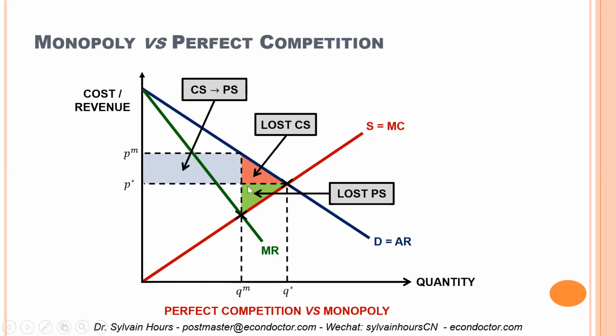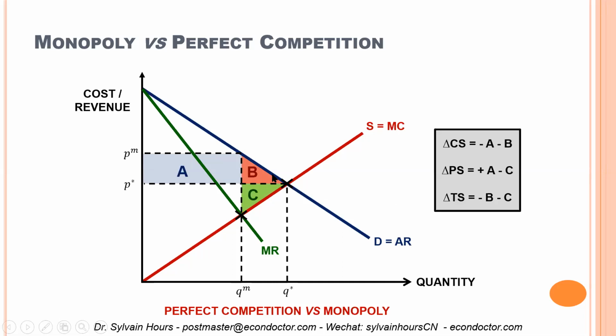This area used to be producer surplus in perfect competition. And when we move from perfect competition to a monopoly market, it is no longer part of producer surplus and it is not gained by consumers. So it is lost to everyone. So it is also part of the deadweight loss.